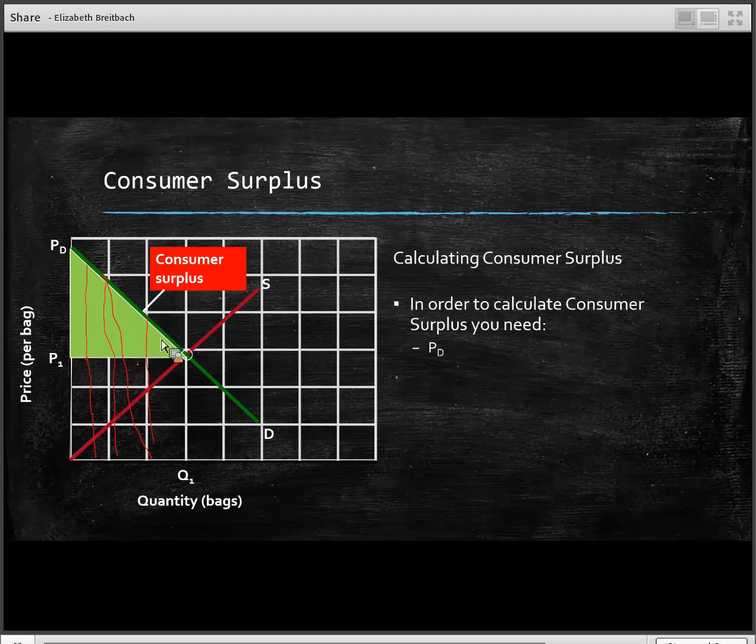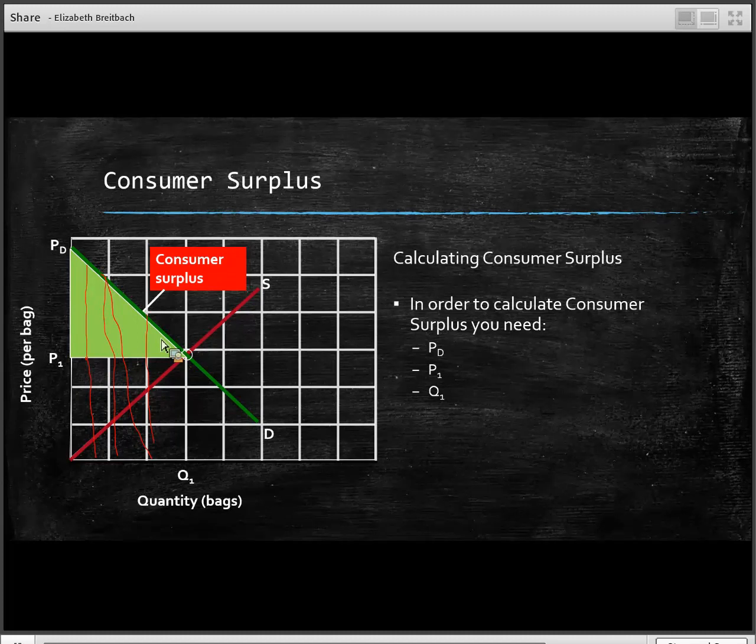All right, so when calculating consumer surplus, what we need to know is going to be the PD. Where does the demand curve intersect with that vertical price axis? So that's going to be the highest, the consumer in the market who's willing to pay the most is PD. That's how much that individual is willing to pay. P1 is our equilibrium price, and Q1 is our equilibrium quantity. So what we're doing then is calculating the area of that triangle, PD to P1 to Q1.